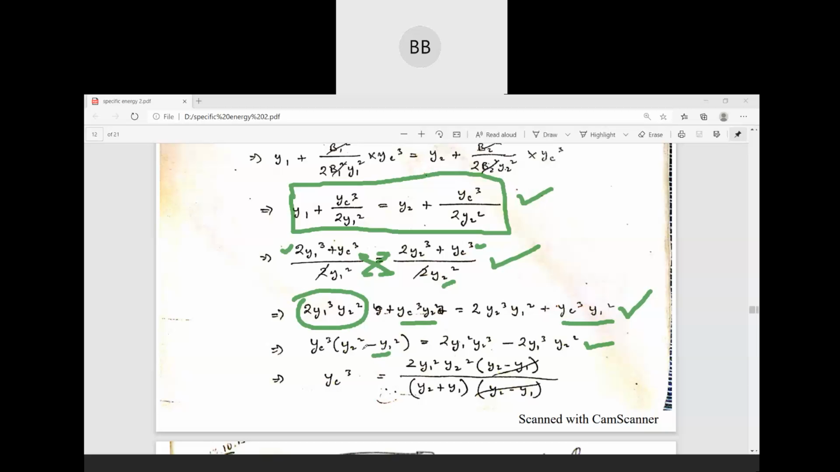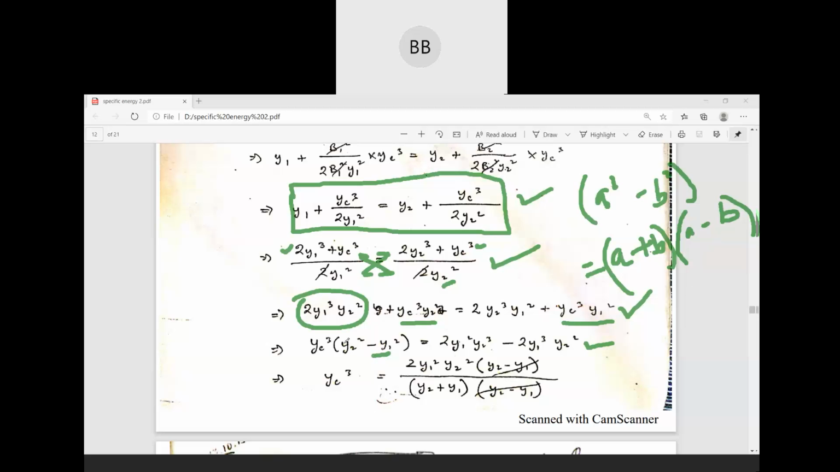Then it will become divided by this. Here, if you have a square minus b square, you can write it like this: a plus b and a minus b. This is simple mathematics. A square minus b square, you can write as a plus b and a minus b.